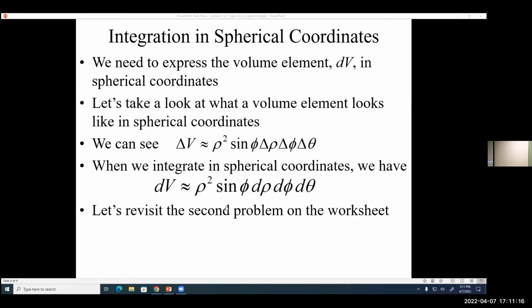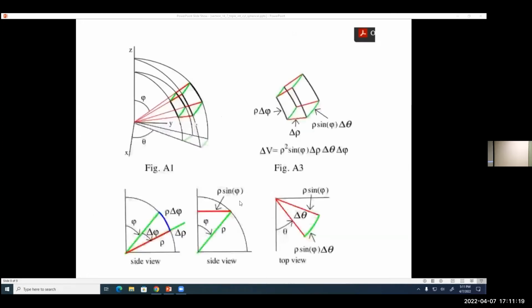Now you saw this in the video, but just to see where this comes from, this is what we're integrating over in spherical. Delta rho is easy to see, it's just the change in rho. But to get these other sides, for instance this side here, this is an arc length, so it needs to be the radius times the angle. That's where the rho delta phi comes from. So that's one of the sides, this arc length here.